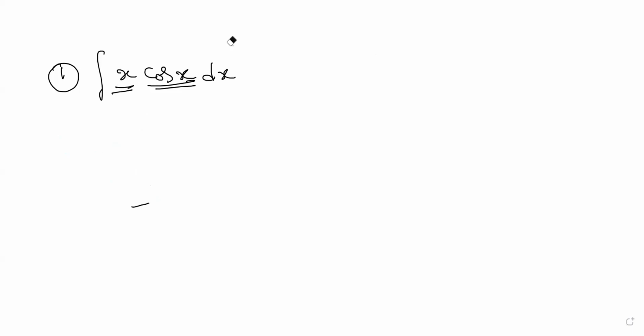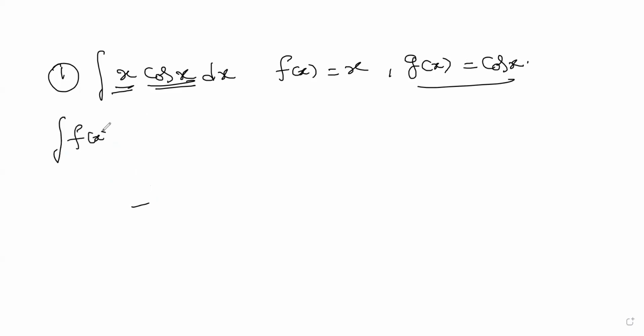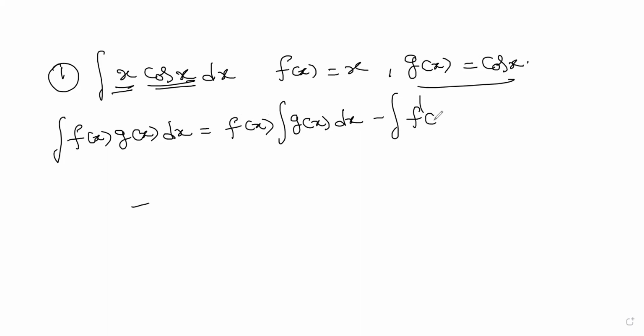I will write my f of x is x, and my g of x is nothing but cos x. Now let's evaluate. Let's write the formula first: integral f of x into g of x dx. Once again, the formula is f of x into integral g of x dx, minus integral f dash x, that is the derivative of f of x, multiplied by integral g of x dx, dx. And for this entire thing, you have to integrate once again.